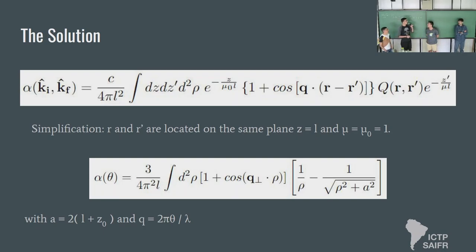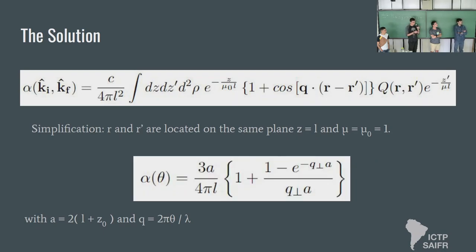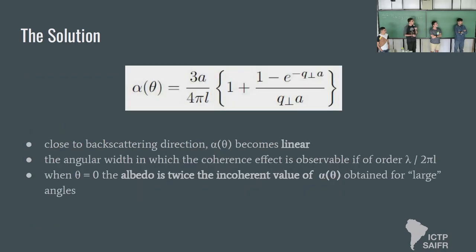So you can do some approximations to better understand this scattering function. One of them is considering R and R prime located at the same plane, Z equal to L, and considering a quasi-normal incidence, we will consider mu_i and mu_0 equal to 1. When you do that, we have this simplified equation, and if we do this integral, we get this result. This equation shows us at least three things.